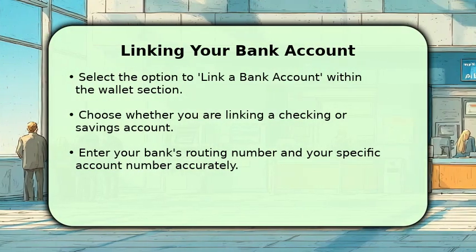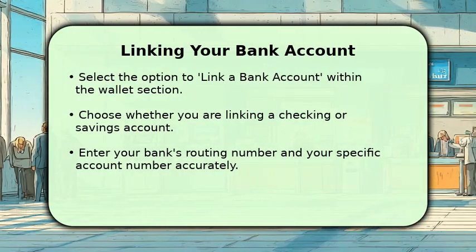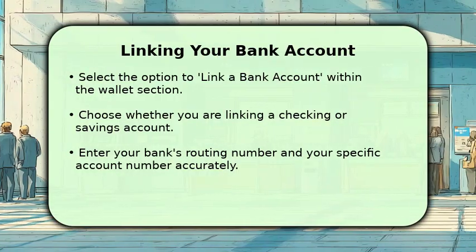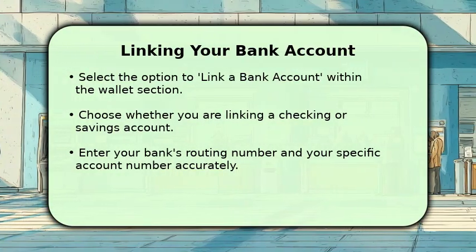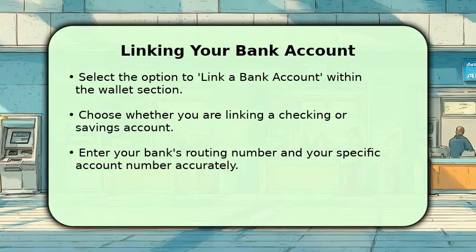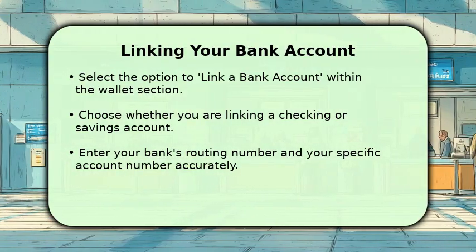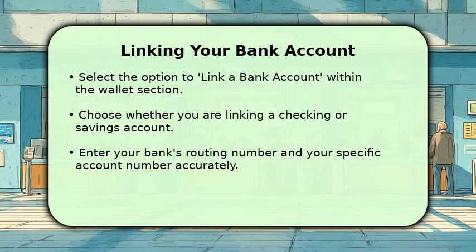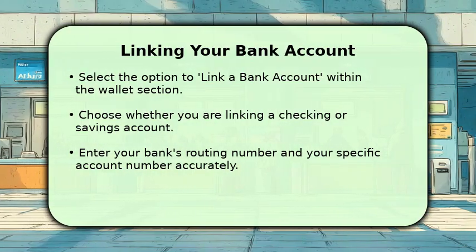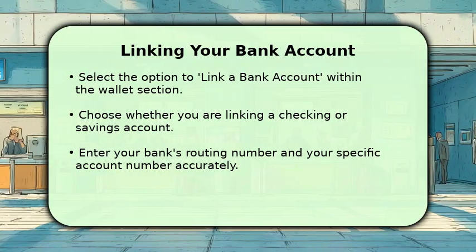Next, within your wallet, look for the option labeled Link a Bank Account and click it. You will then be prompted to specify whether you are adding a checking or savings account. Select the appropriate type. Carefully enter your bank's 9-digit routing number and your full account number into the designated fields.